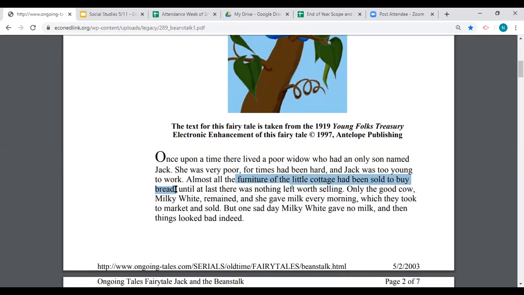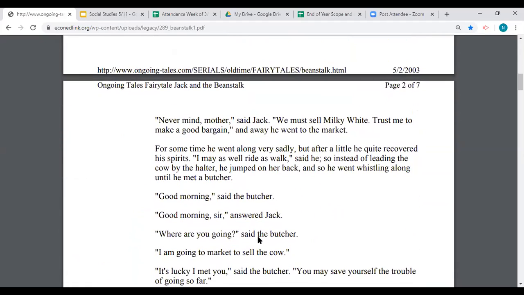But now there was nothing left worth selling. Never mind, Mother, said Jack. We must sell Milky White. Trust me to make a good bargain. And away he went to the market.